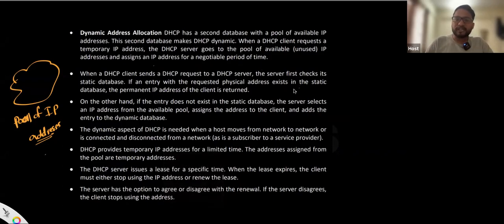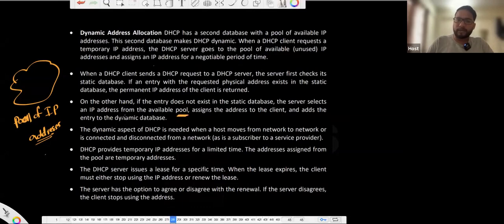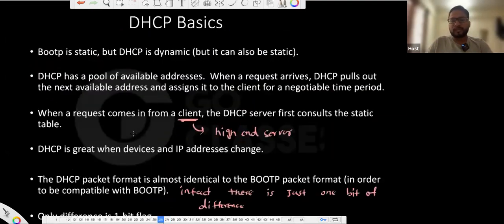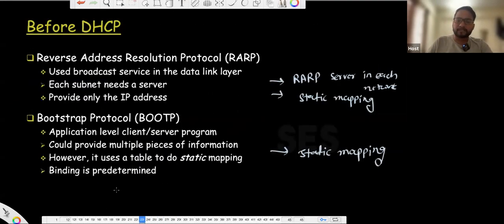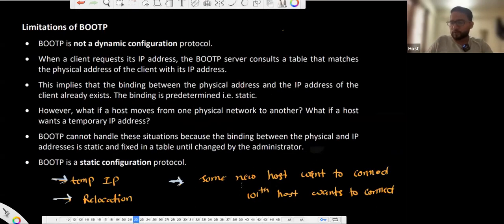Now the server first checks its static database. If the entry is not there, then it will give from the pool of available IPs, right? The dynamic aspect of DHCP is needed when a host moves from one network to another network. Like if it needs a temporary IP address, or relocation, maybe this host wants some address and there are 100 hosts that have the static mapping, then I'm just wasting 100 IP addresses.